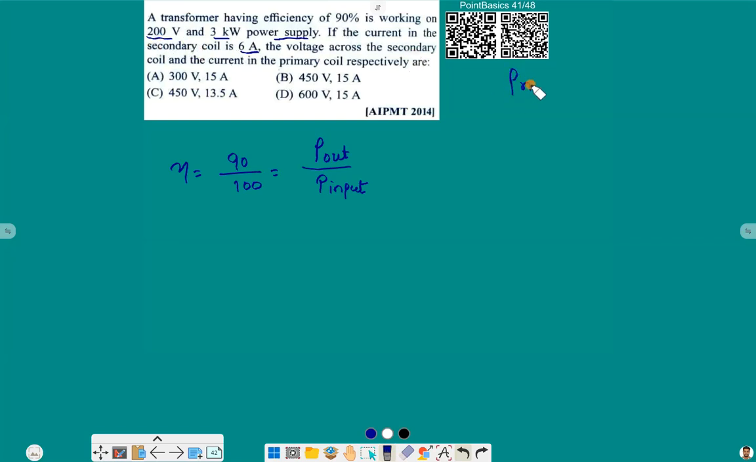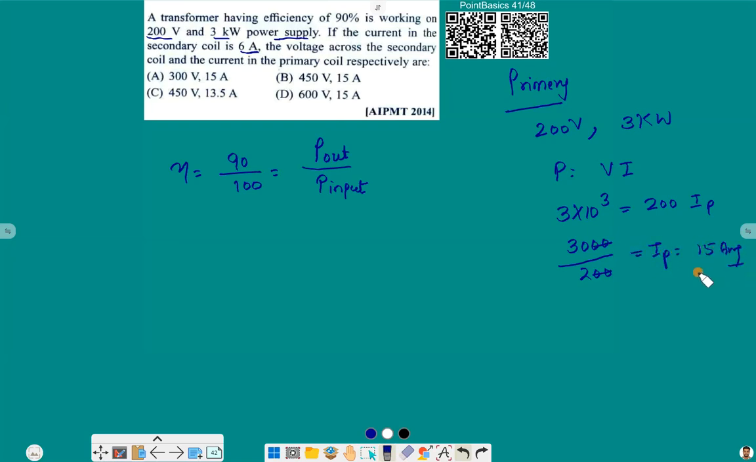For primary coil, we have 200 volt supply with 3 kilowatt power rating, and we know that power is equal to potential times current. So 3 kilowatt, 3 into 10 raised to power 3 should be equal to 200 into I. This current is for primary current, so IP. Solving this, we will get 3000 by 200. IP will be 15 ampere. So current in the primary coil or primary winding is 15 ampere. So we have three options with 15 ampere as the answer.